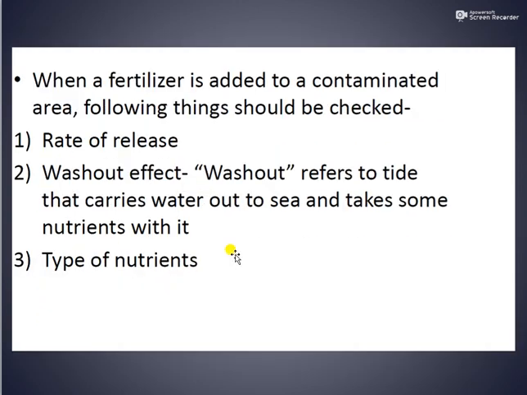When you are adding these nutrients, you should also check the rate of release. Of course, you cannot randomly put them as you wish. You should also consider the washout effect, because it's a massive water body where the nutrients will be carried out to the sea. You have to consider that also, and the type of nutrients required is also needed.